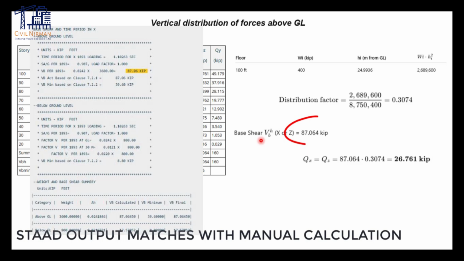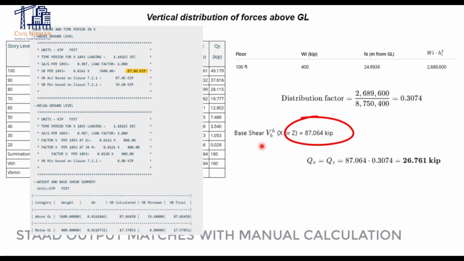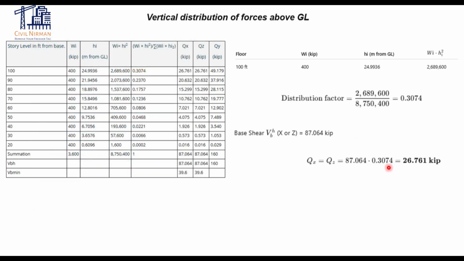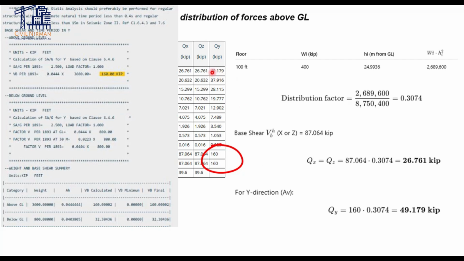here VB as 87.064, right? And based on this, you just have to multiply your VB AH into W, right? So we will get the value of 26.761, which is exactly matching over here. Similarly, you can calculate it for the Y direction, 49.179.